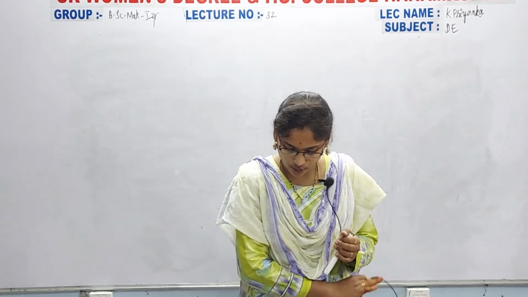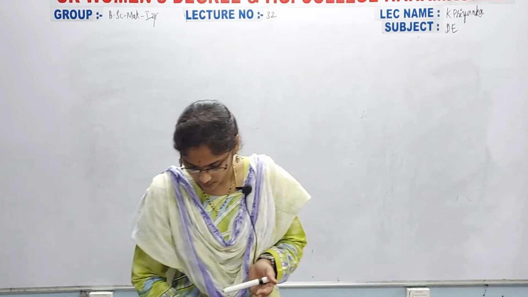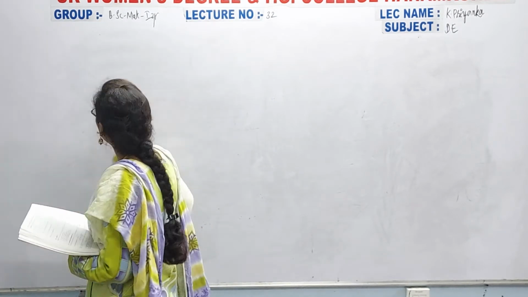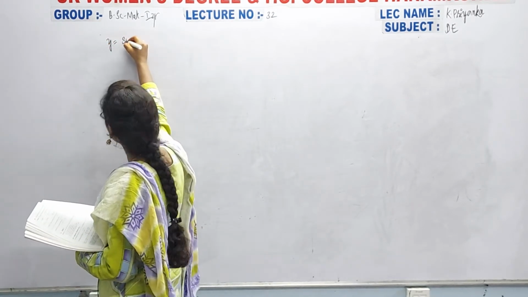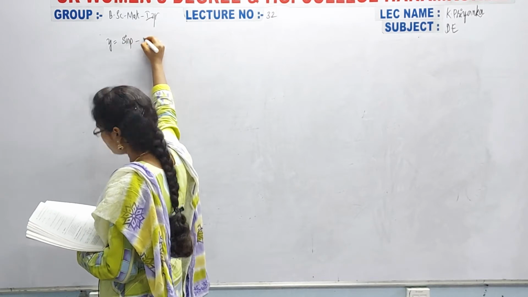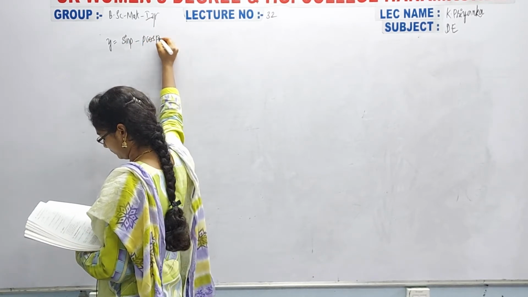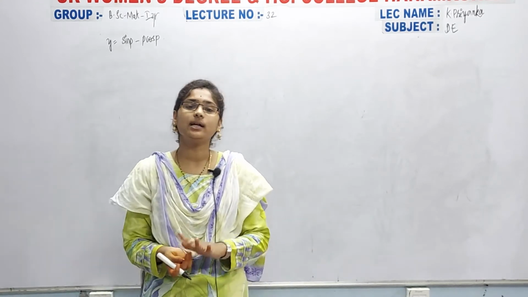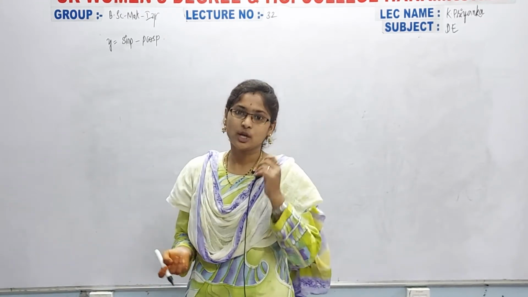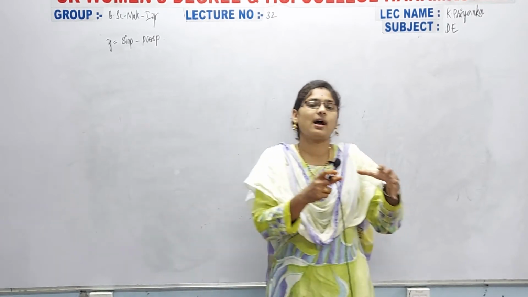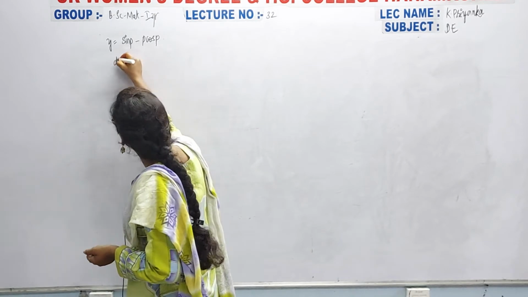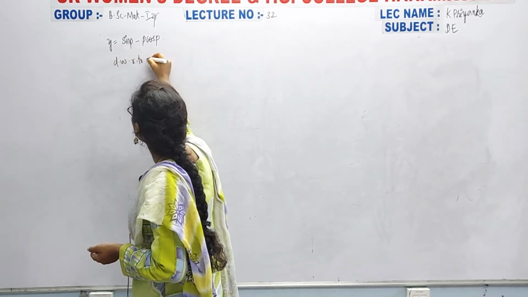Now here I am going to discuss the next problem. Solve y equal to sin p minus p cos p. Actually here, they directly gave the value of y. No need to calculate firstly the value of y. Next, what is the step? We have to differentiate with respect to x.